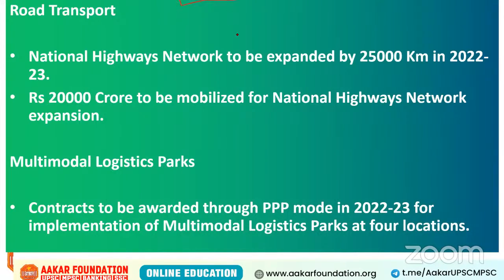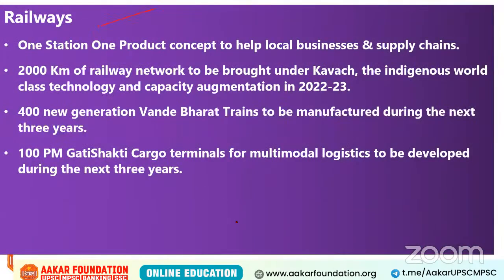Now, road transport. In PM Gati Shakti, the first part is road transport. What are the budget provisions pertaining to road transport? The national highways network is to be expanded by 25,000 kilometers in 2022-23. 20,000 crore is to be mobilized for the national highways network expansion. Then there will be multimodal logistic parks. Contracts are to be awarded through PPP mode in 2022-23 for implementation of multimodal logistic parks at 4 locations. So that is road transport and multimodal logistic parks.